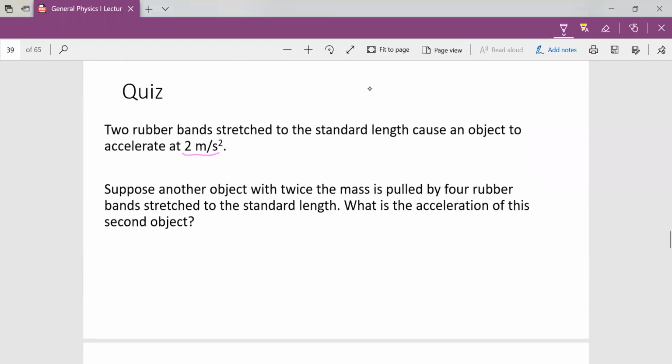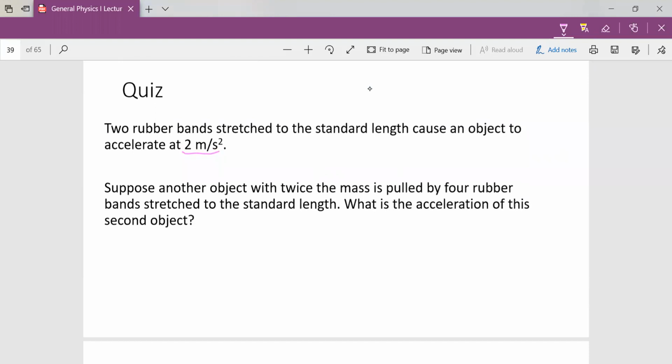Okay, so let's take the squeeze quickly. Two rubber bands stretched to a standard length. A standard length can be the length you defined, like in our experiment, where we defined 10 meters to be a standard length. The standard length is defined as a reproducible length, something that can be replicated. So the rubber band stretched to a standard length causes an object to accelerate at 2 meters per second squared. Now suppose another object with twice the mass of the first one is pulled with 4.